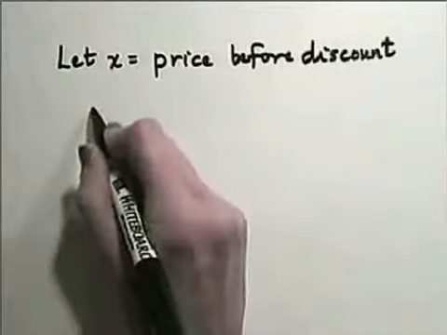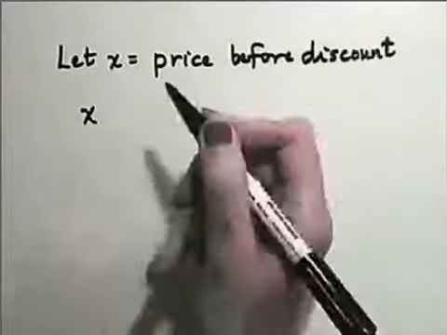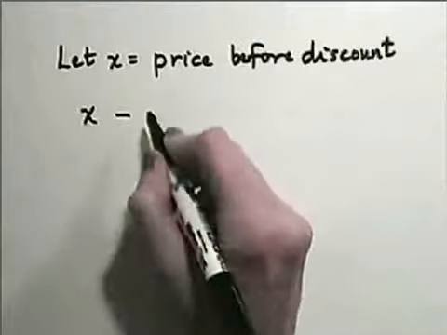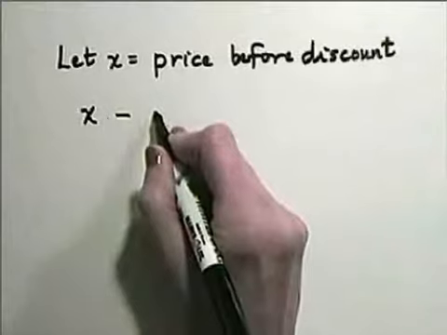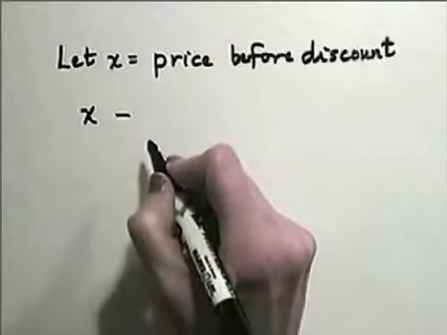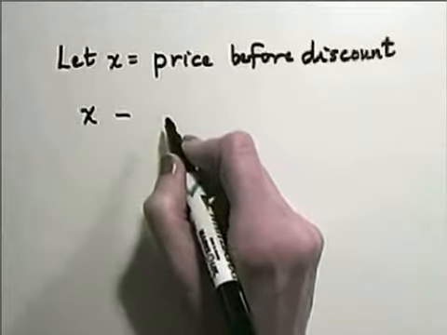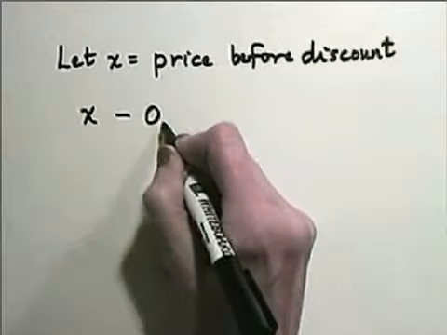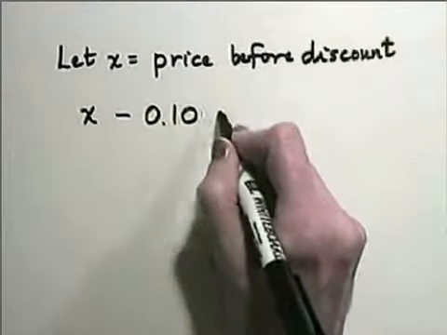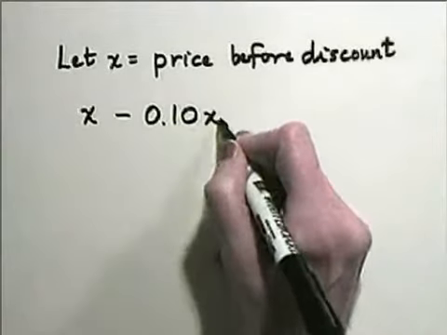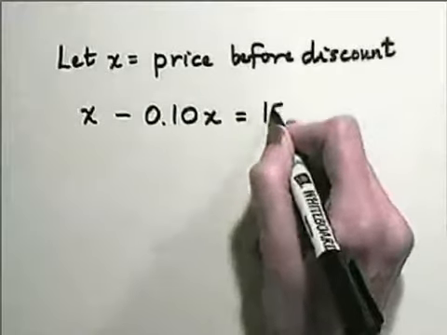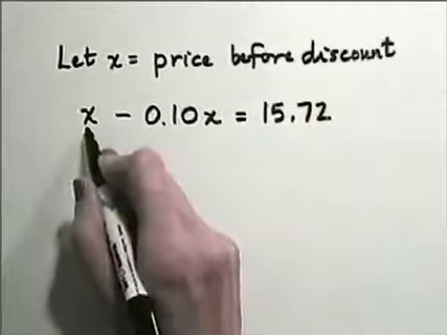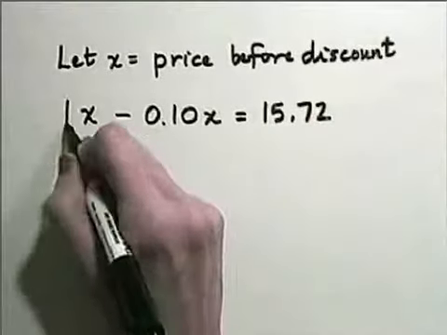If we start with the price before the discount, we then have to subtract the discount from the original price, and that's going to be subtracting off 10% of the original price. Remember that when you use the word of, it indicates multiplication. So we're going to subtract off 10%, which will be written as a decimal, multiplied times the original cost. That's going to give us $15.72.